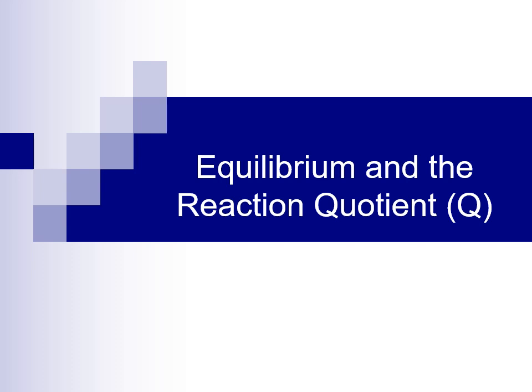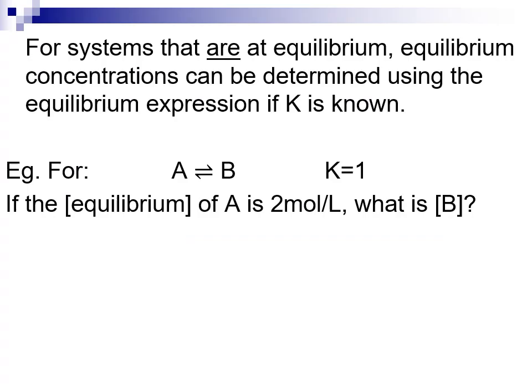Equilibrium and the reaction quotient. So we have a system that is at equilibrium. We can use the equilibrium expression to solve for either concentrations, or if we have the concentrations, we can solve for the K value. So let's say we had this simple reaction, A forming B, and K was nice and handily 1.